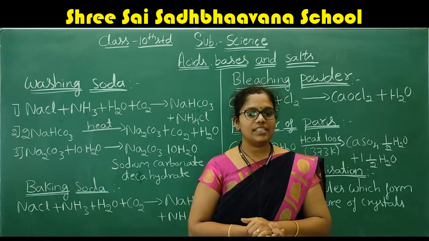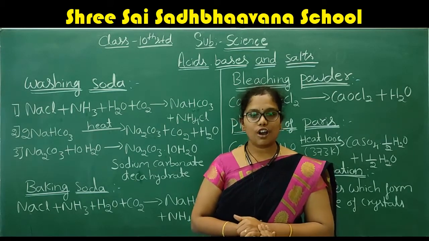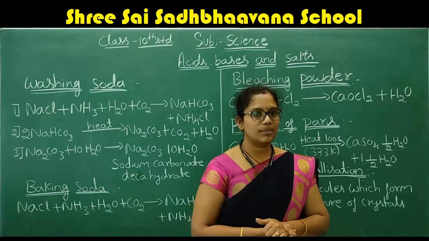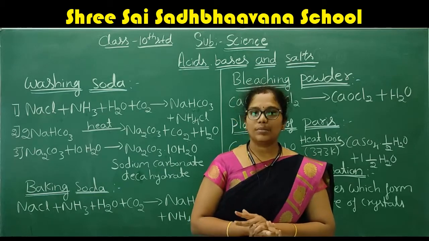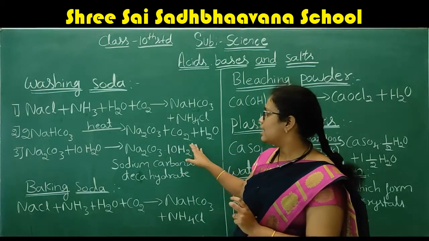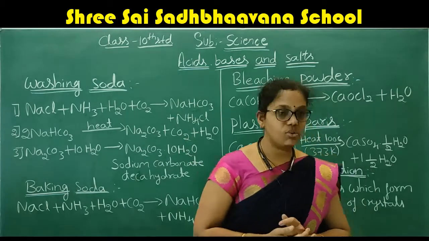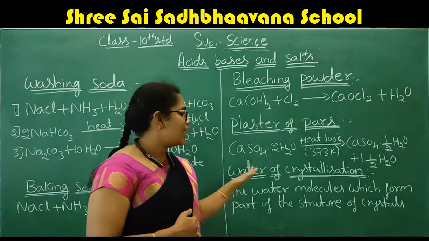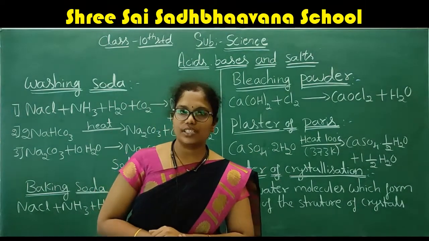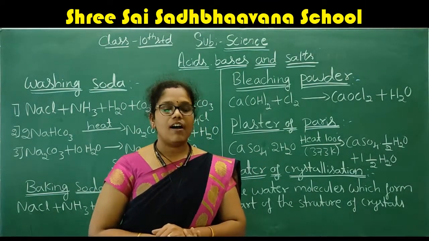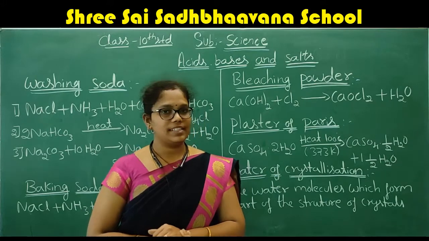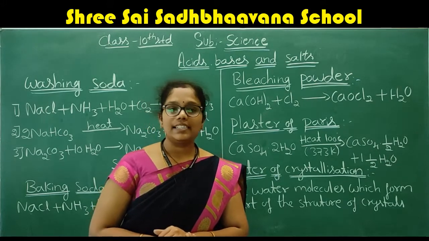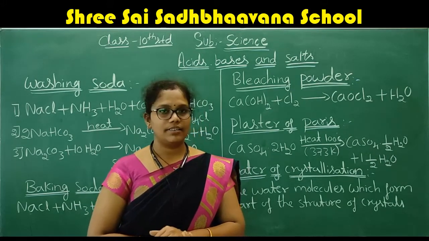And finally, we discussed salts. In salts, first we discussed sodium chloride. After that, sodium hydroxide. Then washing soda, baking soda, bleaching powder, plaster of Paris, and finally the water of crystallization. These are all the topics we discussed in this lesson: acids, bases and salts.